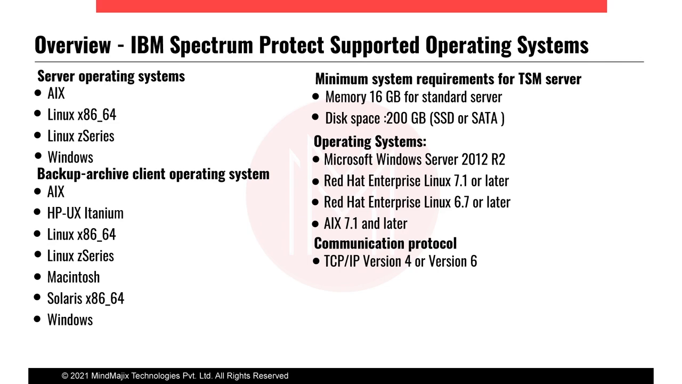If you want to install IBM Spectrum Protect version 8.1, you should have Microsoft Windows Server 2012 at least. This is the minimum requirement. You can install on 2016 or 2019 also. If you want to install the TSM server on Linux, it should be 7.1 or later. AIX also should be 7.1 or later. For the communication protocol, you should have TCP/IP version 4 or 6. So this is a little bit about IBM Spectrum Protect.